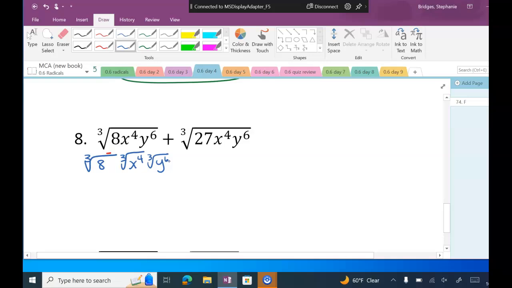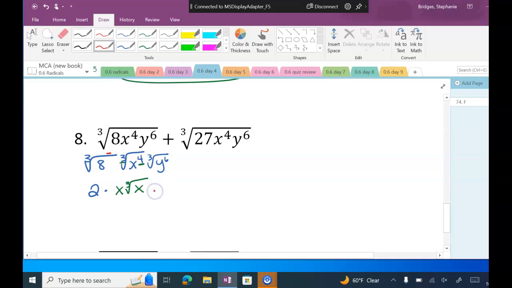Starting with 8, is 8 a perfect cube? Yes, so that's just going to turn into 2. And then remember, for our variables, we look at the index, we're doing the x. How many times does 3 divide into 4? 1 time. Any leftovers? 1, right?